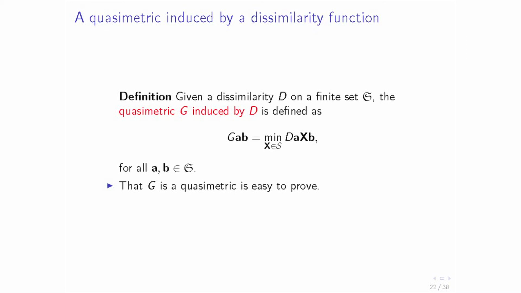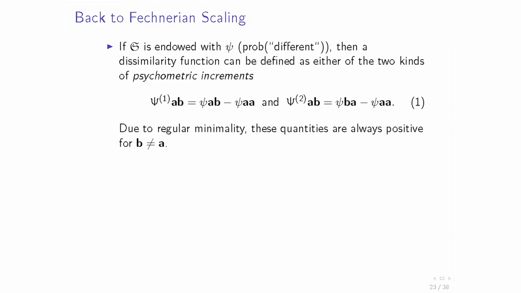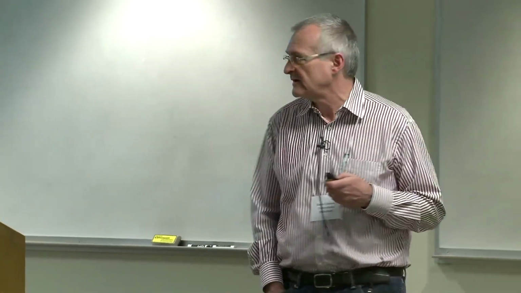And now let's go back to the Fechnerian scaling, which you can now see is just a special case of the dissimilarity cumulation theory, where we define the dissimilarity function to be the psychometric increments. And so this would be the probability to say different to AB minus the probability to say different to the pair AA. And due to regular minimality, these quantities are always positive when B is different from A. So that is, of course, necessary for the definition of the dissimilarity.